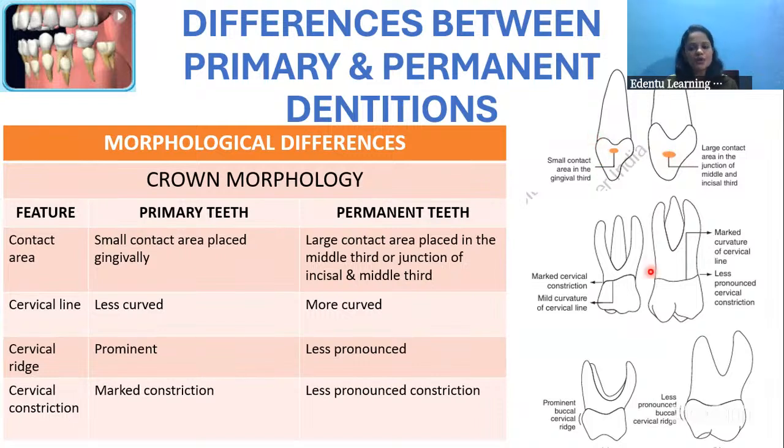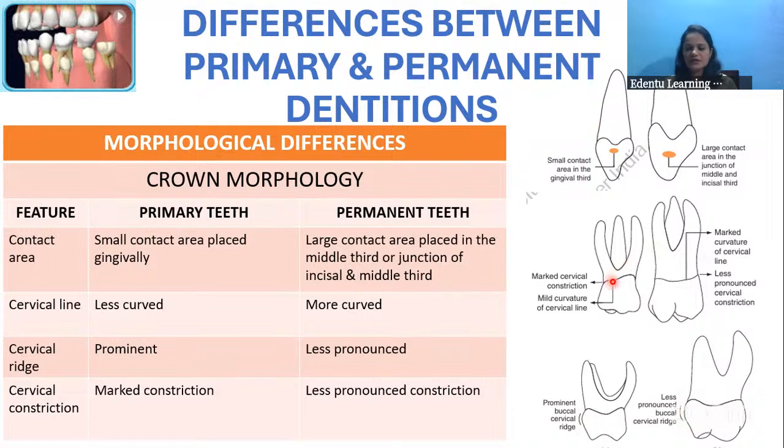Now if you look at the cervical line, it is less curved in the case of primary dentition, whereas in permanent dentition, it is more curved. The cervical ridge is very prominent in the primary teeth, and it is less pronounced in the permanent teeth. This is the cervical ridge here. Here it is very prominent, whereas here it is less prominent.